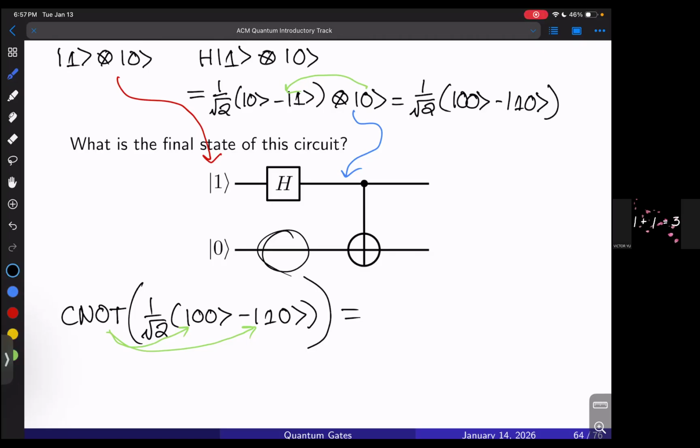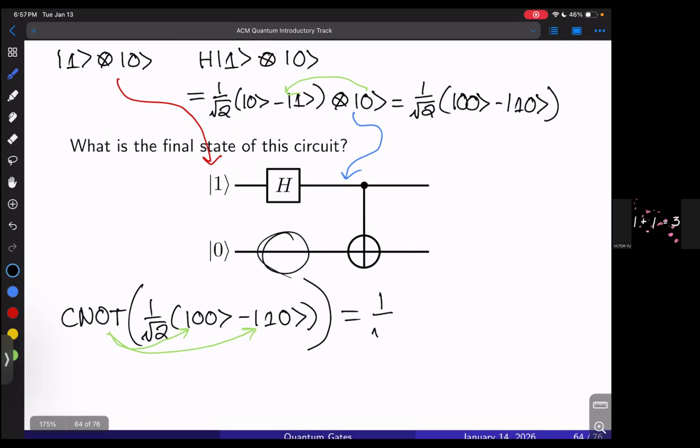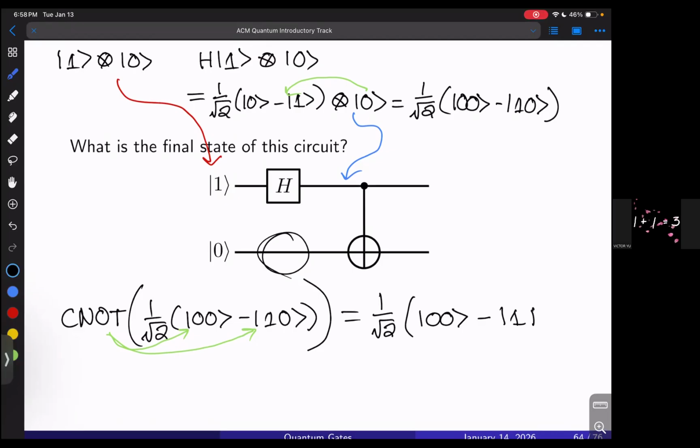Yeah, exactly. So 1 over root 2. For the first term, because the control qubit is in 0, the control qubit's the first qubit here, we do nothing to the target, and we just get the same thing. For the second term, the control qubit's in 1, which means that we flip the second qubit like that to a 1. So that is the state right here, which is the final state. Does that calculation make sense, everyone?